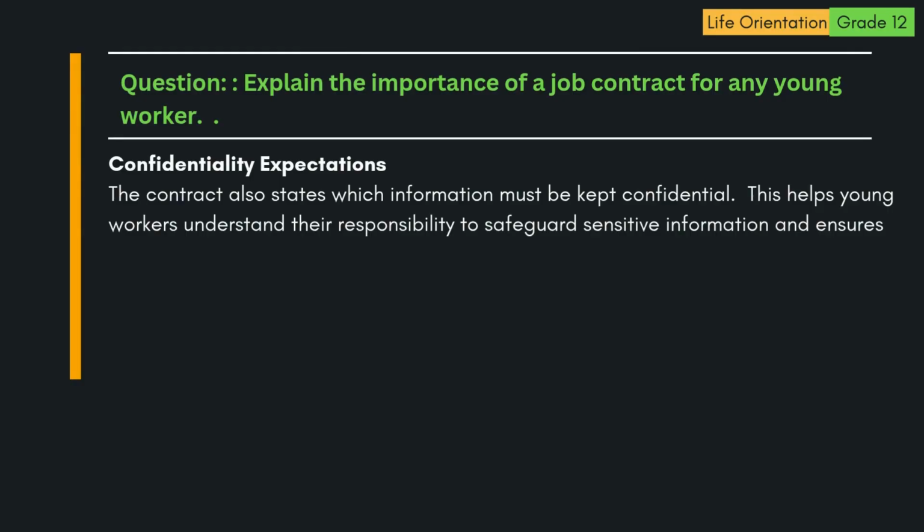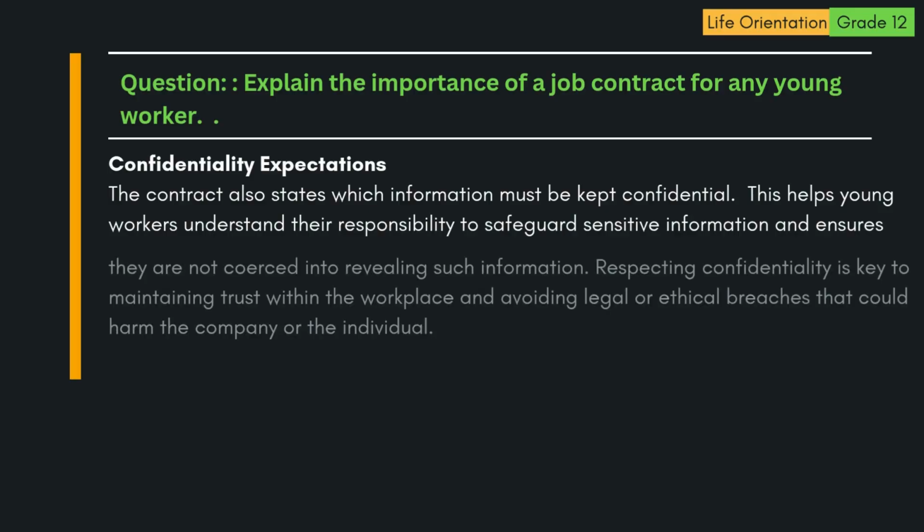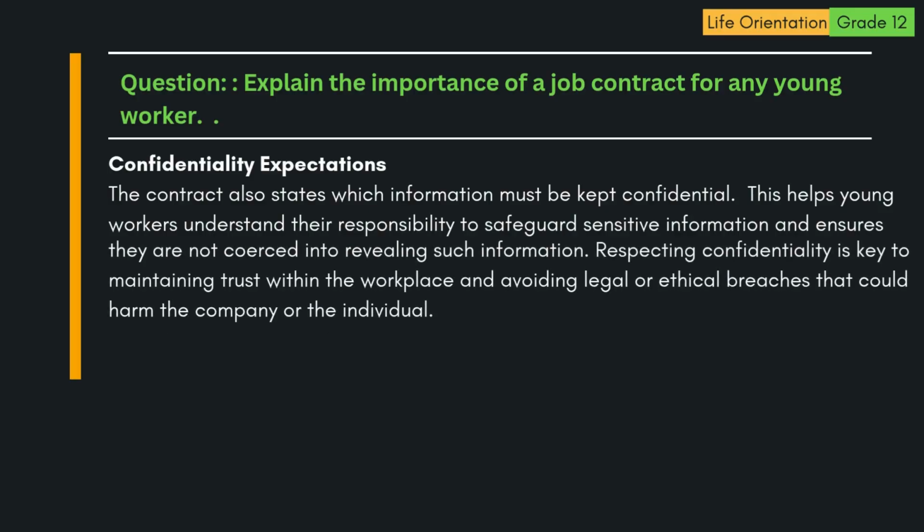9. Confidentiality expectations. The contract also states which information must be kept confidential. This helps young workers understand their responsibility to safeguard sensitive information and ensures they are not coerced into revealing such information. Respecting confidentiality is key to maintaining trust within the workplace and avoiding legal or ethical breaches that could harm the company or the individual.